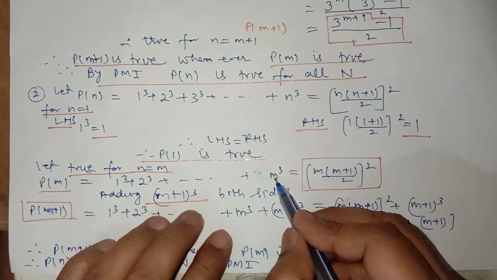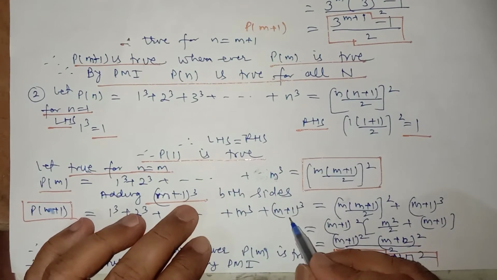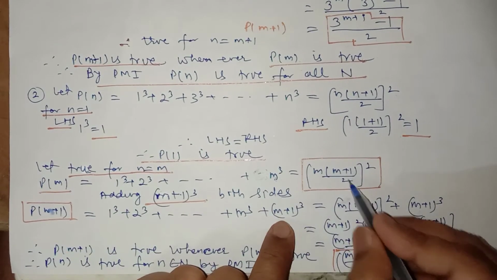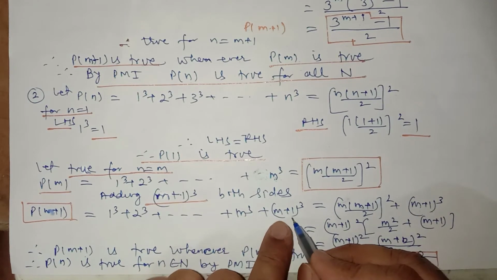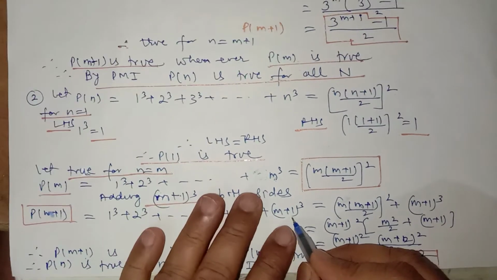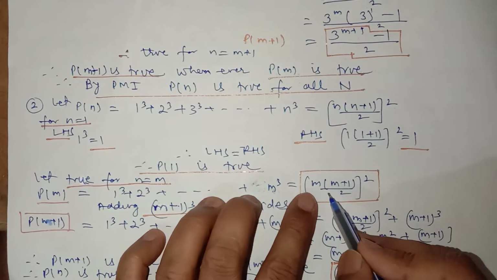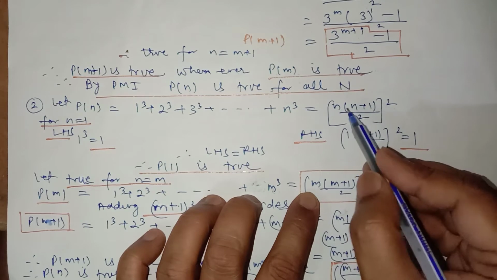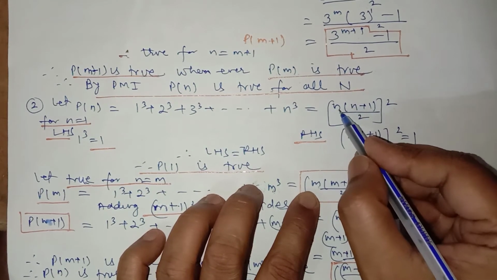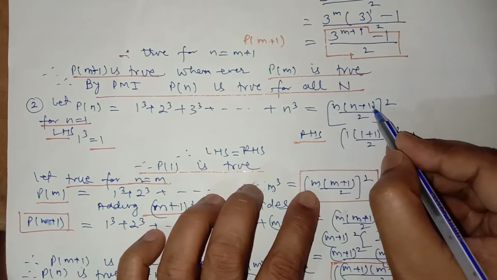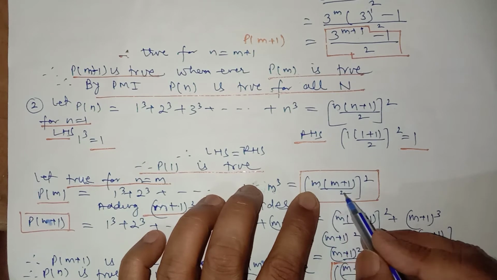So adding m plus 1 whole cube on both sides, this in the left hand side, and m plus 1 whole cube to the right hand side. Nothing you have to do in the left hand side in all the questions. Simply you have to simplify the right hand side and obtain the next term, that is, in place of m you should obtain m plus 1. So you should obtain m plus 1, m plus 2 upon 2 whole square for the natural number m plus 1.